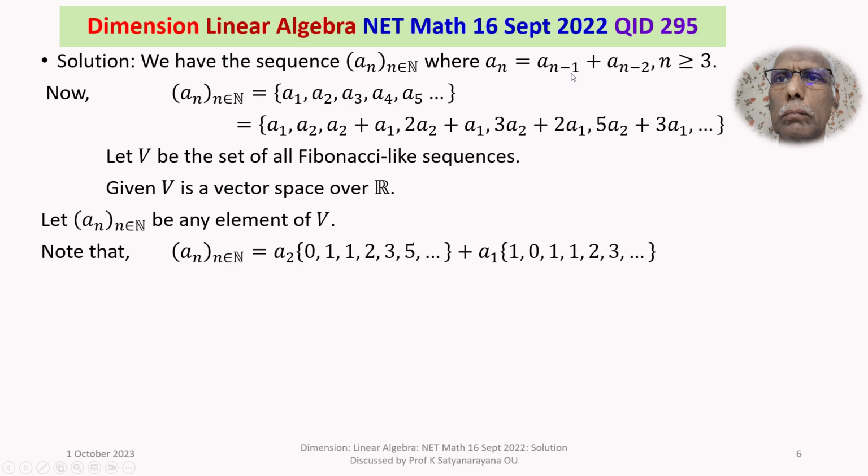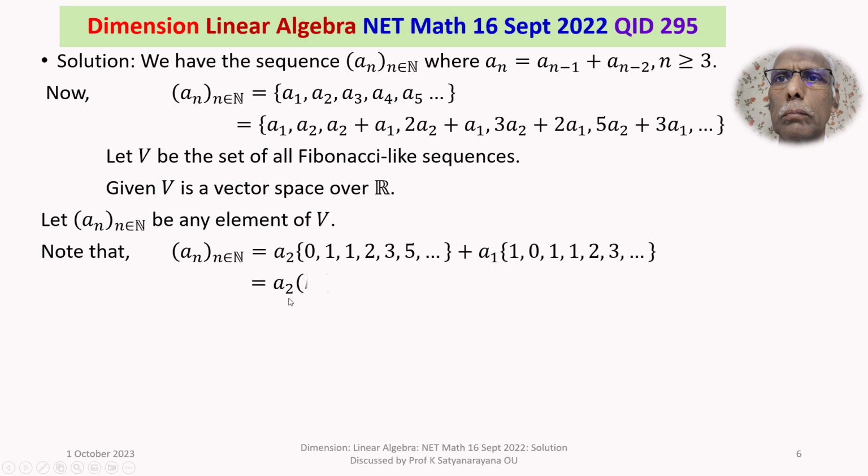an is equal to an minus 1 plus an minus 2. 0, 1, add 1, 1, 1, 2, 2, 1, 3, 3, 2, 5, 5, 3, 8. Like that you will get. And so also here. So these are the elements of V only.